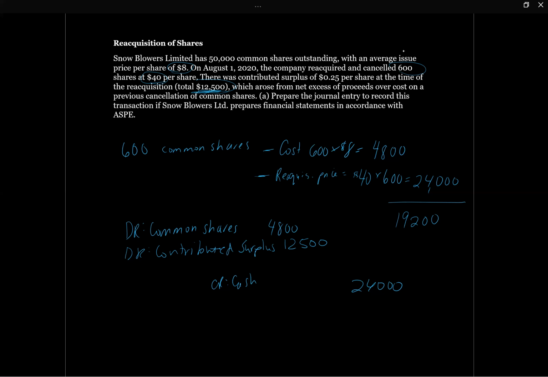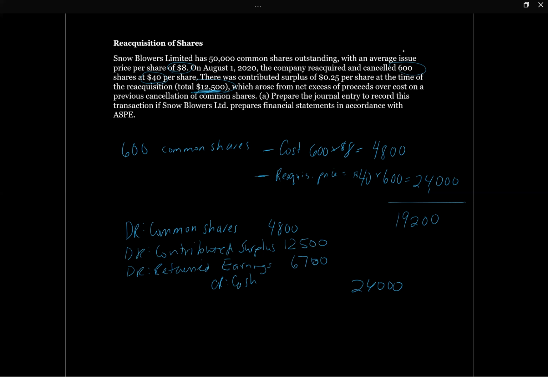And after we've cleared out contributed surplus, the next place that we need to go is to retained earnings. So the balance of it is going to have to be paid out of our accumulated profit. And so this is going to be $6,700. And that's how we balance that entry.